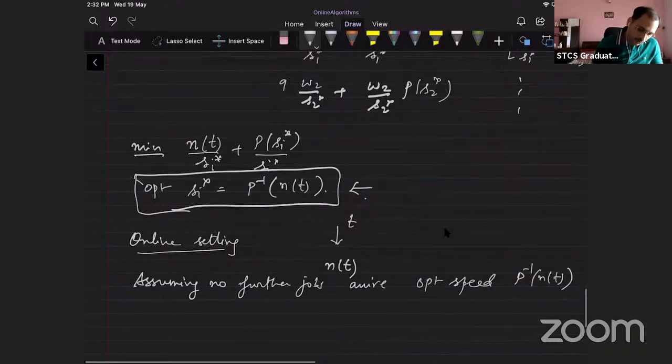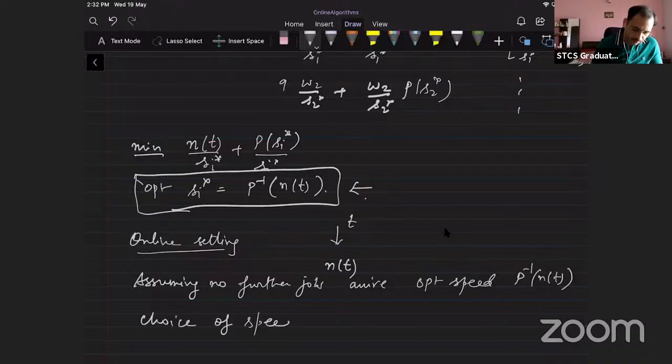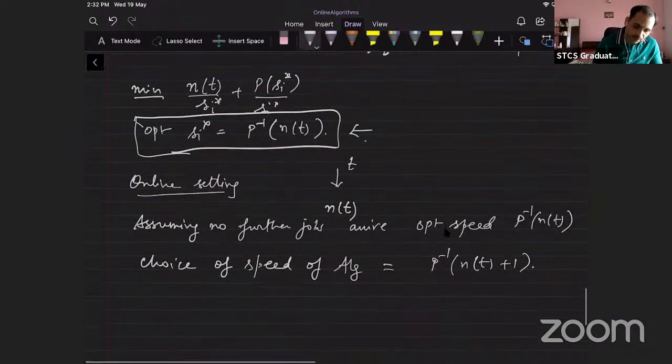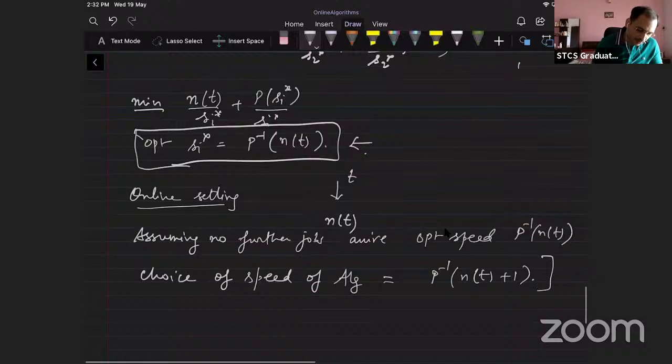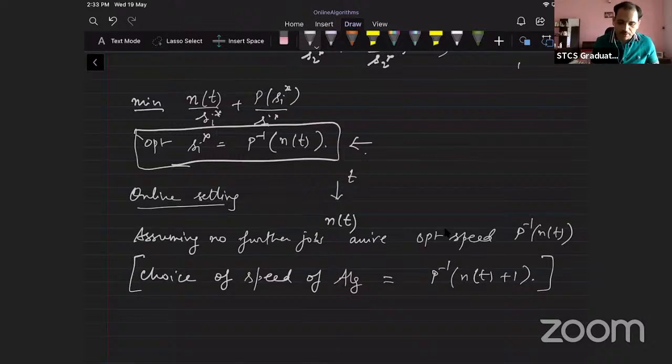So the choice of speed of the algorithm is going to be P inverse of N of T plus 1. That plus 1 is just for analysis purposes. There is no good reason for that plus 1. In general, we have been able to avoid this plus 1 also. But for the moment, we are going to choose the speed to be P inverse of N of T plus 1 in the online setting. I've given you good motivation for why P inverse of N of T makes sense. That plus 1 is only for analysis.